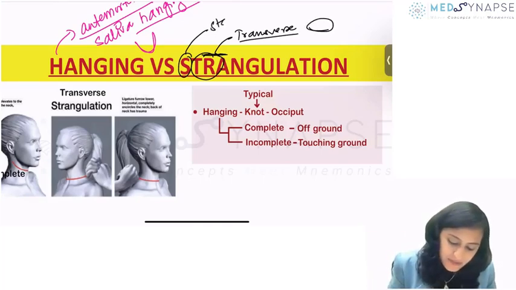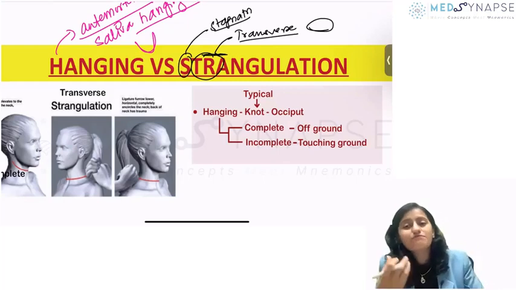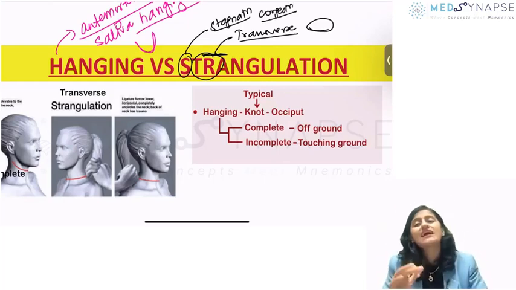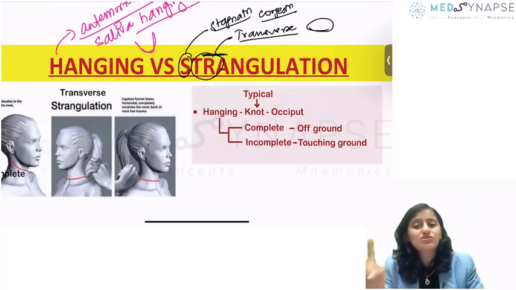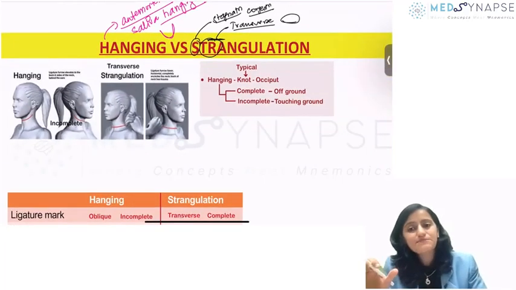And S helps you to remember there's a lot of stagnation. That means a lot of blood congestion; stagnation is the key word given in strangulation. So stagnation and transverse mark is strangulation. Typical hanging, atypical hanging, complete hanging, incomplete hanging.